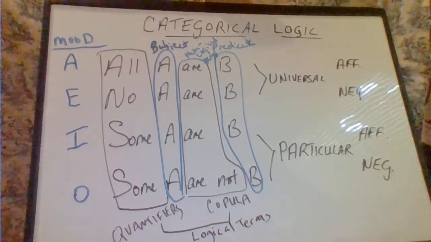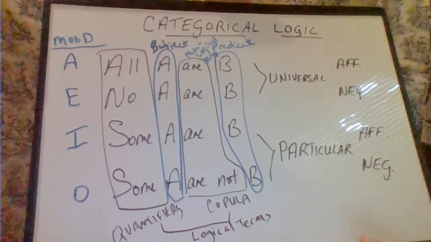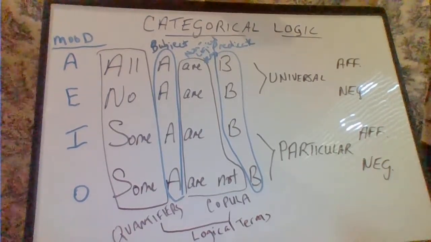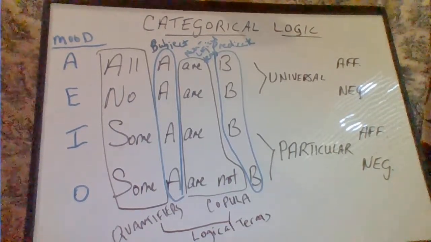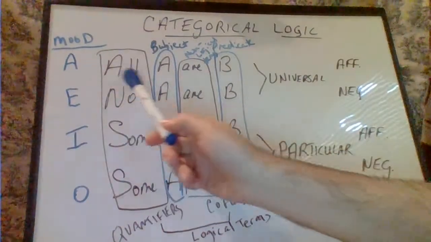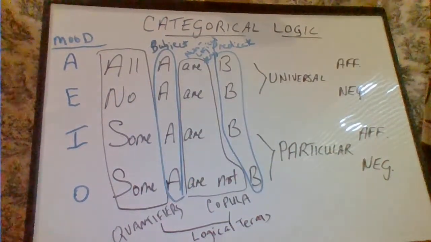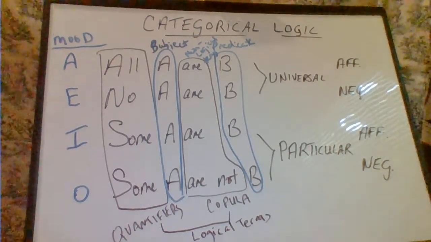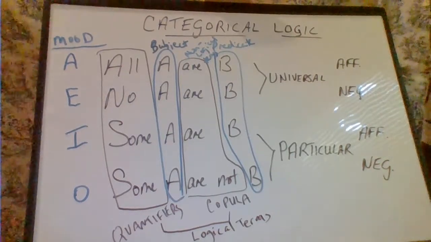And what this does is it makes a very nice shorthand for us so that we don't always have to write out big, long statements. We can just rely upon the mood, because anybody who knows logic knows that this is what an A statement is, this is what an E statement is, and so on. It's also going to be useful because I'm going to show you a technique in a little bit where you can determine whether an argument is valid or invalid based upon the concept of the mood.